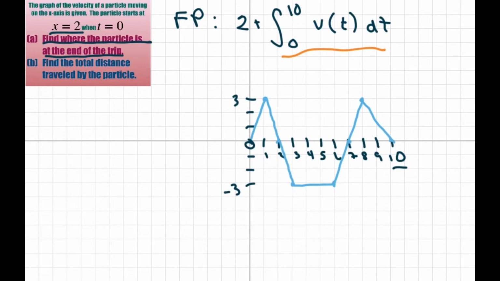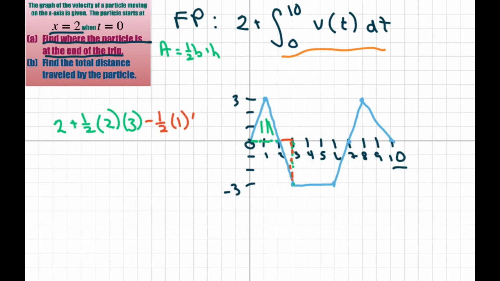So for the first piece, we have this triangle. Remember, the area of a triangle is 1/2 base times height. So this is going to give us 2 plus 1/2 base times height. That's this piece here. Now the next triangle is right in here. Let's do that in red. Since it's below the x-axis, it's going to be minus 1/2 times 1 times 3.